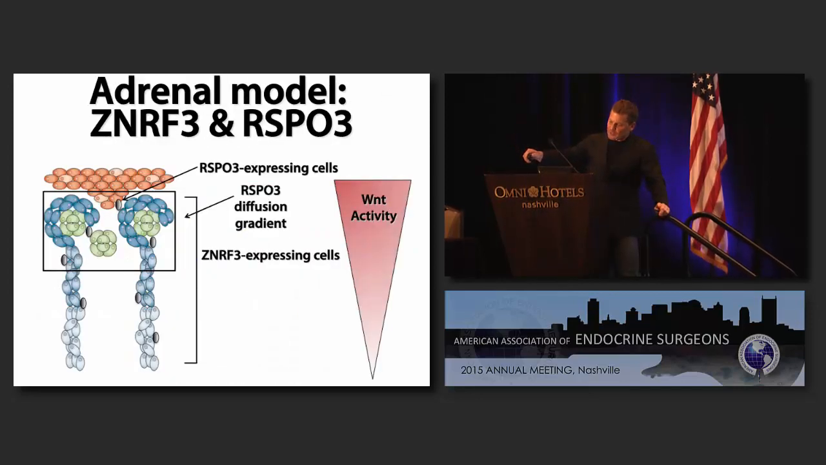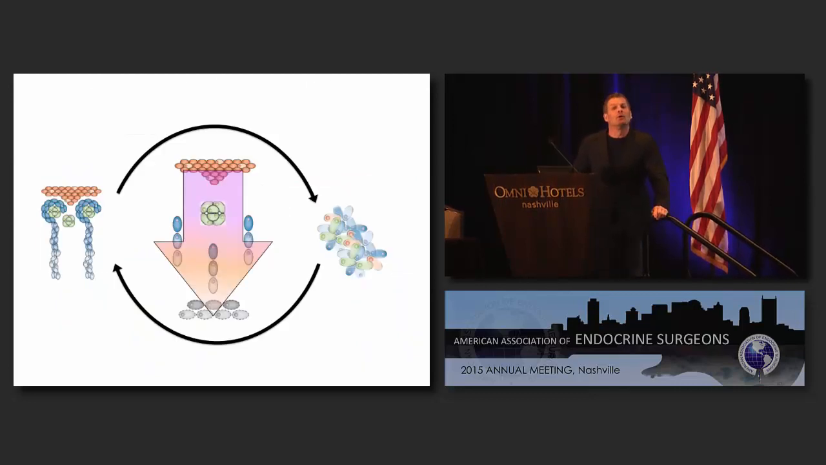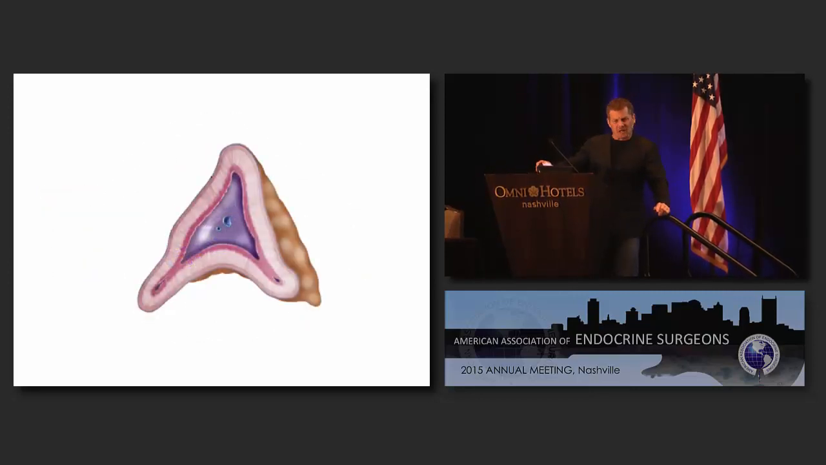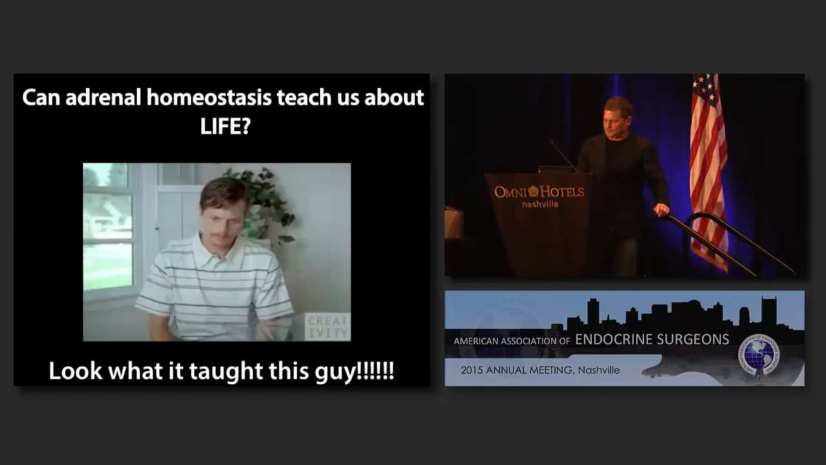So we have some hypotheses about how they're working, which I won't go into, but back to homeostasis. So in the closing 1 minute, I'm going to leave you with a short video, please. So this is an iterative process, of course. An iterative process, bench to bedside, mouse to human, disease to homeostasis, right? And I'm going to ask you the following question in closing. What can the adrenal teach us about homeostasis and cancer and about life? Well, look what it taught this guy.